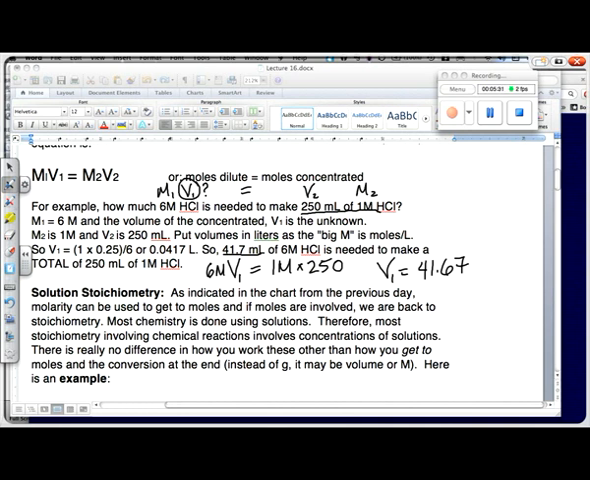So this little equation here is very, very handy. We'll practice it some more as soon as I talk about solution stoichiometry, which is just applying the mole chart with our molarity to stoichiometry problems. We're going to work through an example and then we'll get started on that practice. I'm going to scroll.